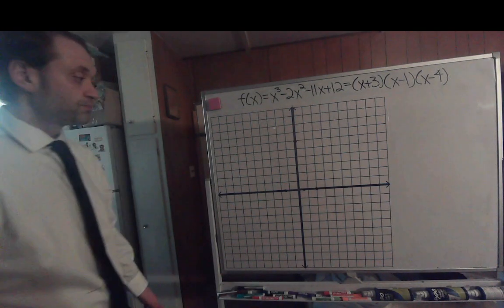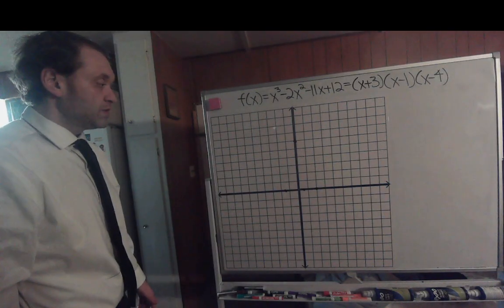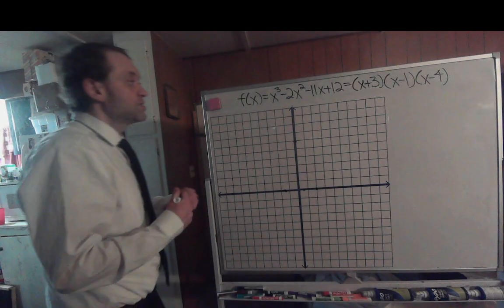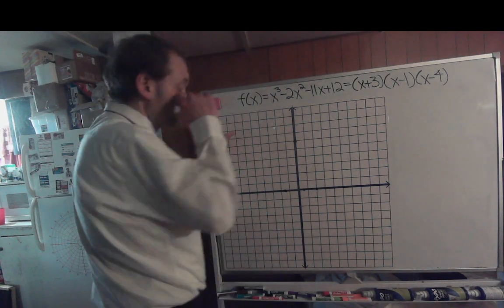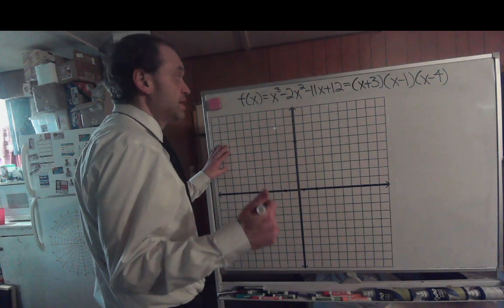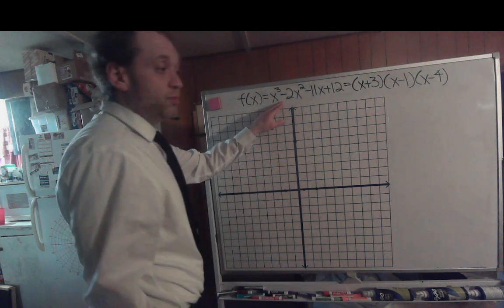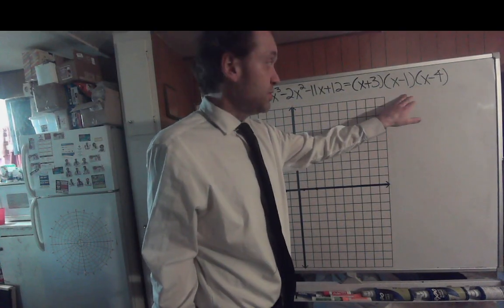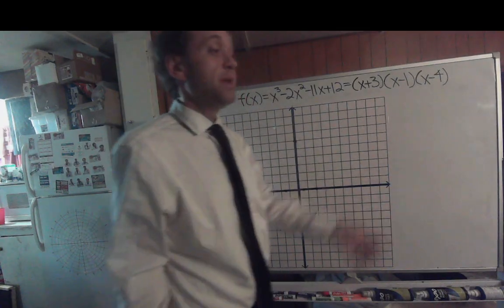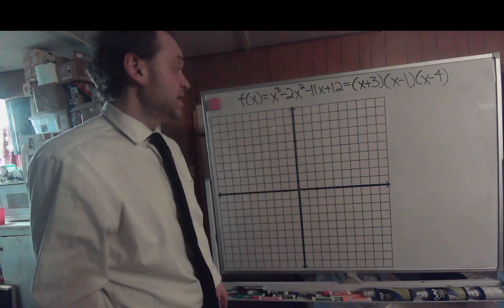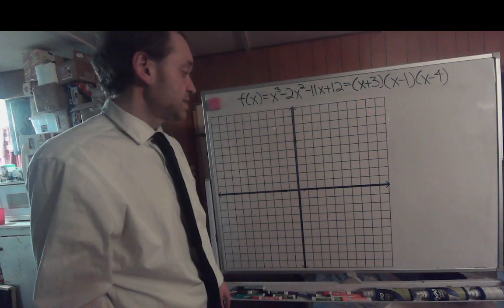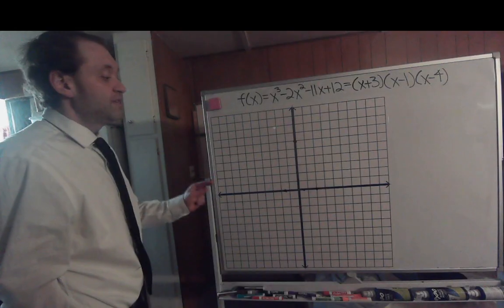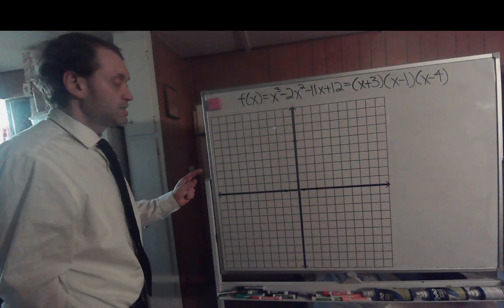So, here's about what it's going to look like then. We also got to talk about turning points. The degree of the polynomial is 3, and all 3 zeros of the function are real. That means there's going to be exactly 2 turning points.